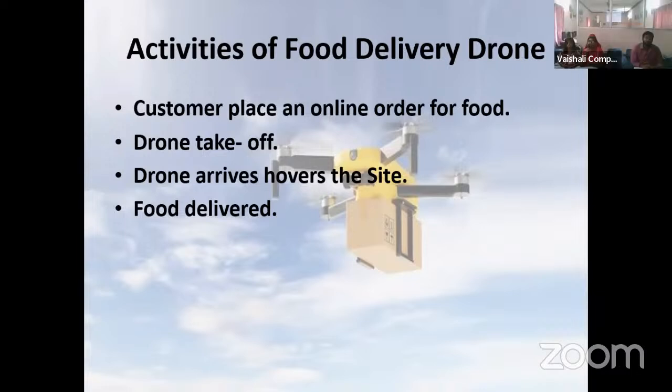Good afternoon, sir. Myself, Chandana B. In this slide, we can see the activities of food delivery drone. Customer places an online order for food. Drone takeoff. Drone arrives over the site. Food delivered. In the first step, the customer places an online order for food.